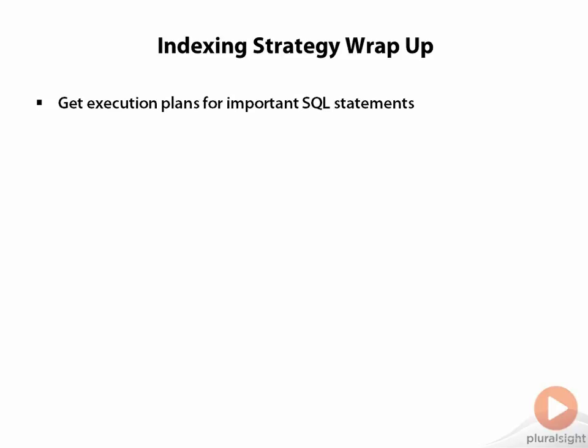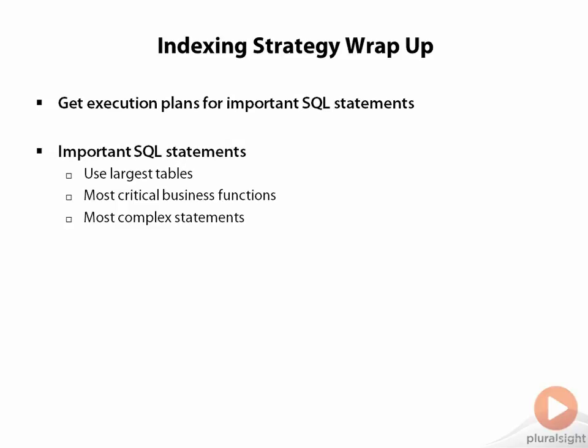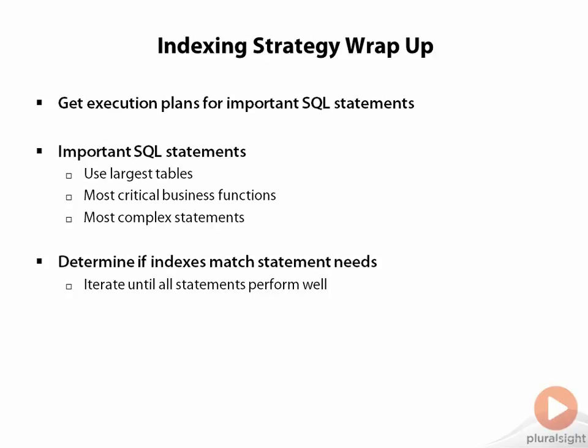How do you prioritize the most critical statements in your application? These would be SQL statements that run against your largest tables, are in your most critical business functions, or are the most complex SQL statements in your application. For example, if you have a statement that is doing multiple joins or involves a subquery, that is a statement you probably want to get an execution plan on. Looking at these execution plans, you'll be able to determine how well your indexes match up with these statements and make any adjustments as needed. Performance tuning is often an iterative process, so don't be afraid to try something out at this stage of development. After a few of these iterations, you'll be able to settle on what is the best indexing strategy for your database.